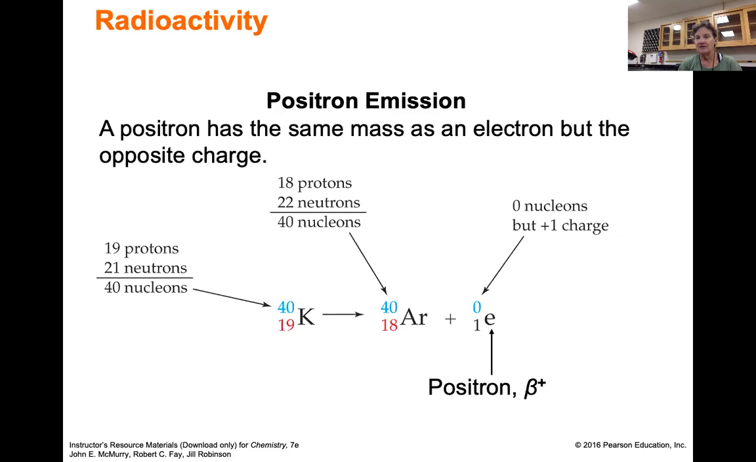40 on the left, 40 on the right for number of nucleons, 19 on the left, and 18 plus 1 gives you 19 on the right for the total number of positive charges.